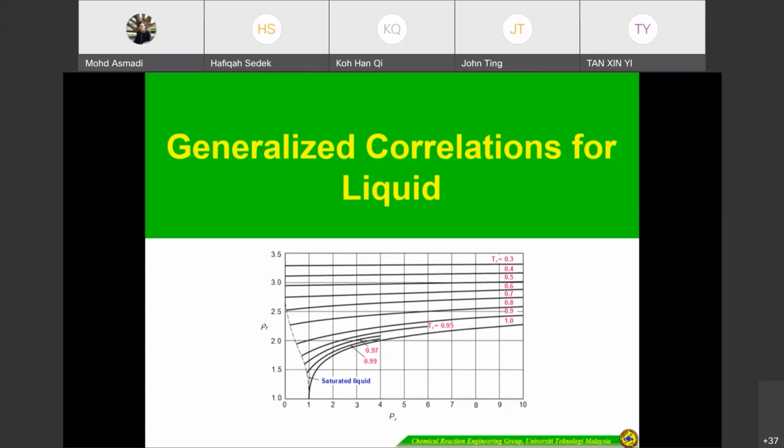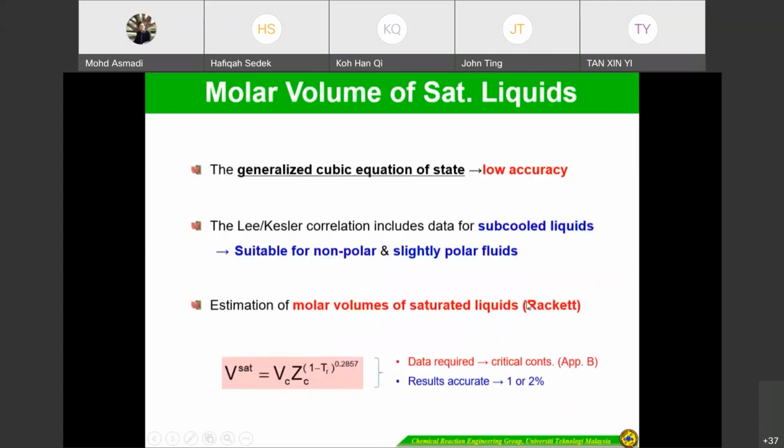As well as Lee Kessler, which is only suitable for non-polar and slightly polar fluids, so it is not really applicable for the liquid phase. For the molar volume of saturated liquid, the generalized cubic equation of state has low accuracy for liquid. It is only for the vapor phase. Lee Kessler correlations include data for the subcooled liquid, but actually it is only suitable for non-polar and slightly polar fluids.